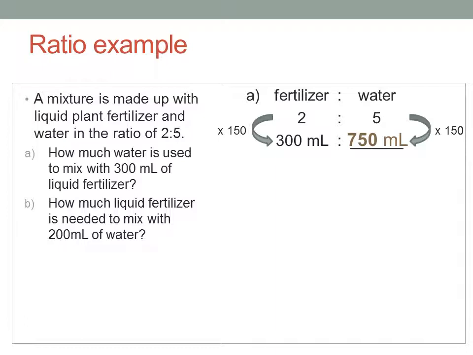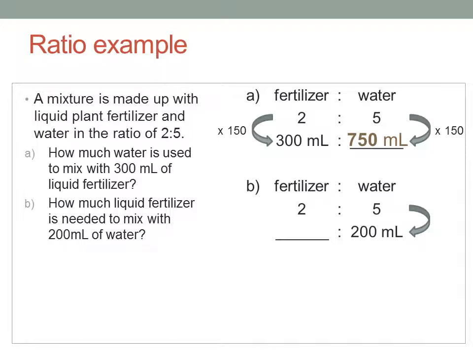The same process works the other way. How much fertilizer do I need to mix with 200 millilitres of water? Well, set it out the same way. Fertilizer to water is mixed in the ratio of 2 to 5. Again, include the headings so you get things in the right places, and work vertically down the page. Now I have 200 ml of water, so put that under the water column. How much fertilizer do I need to mix with that?